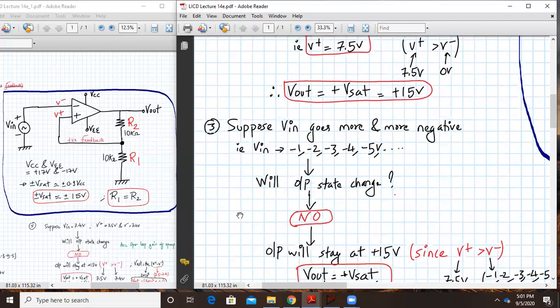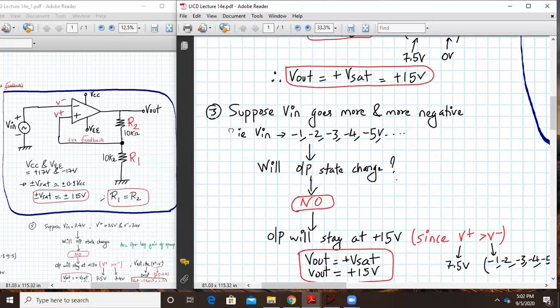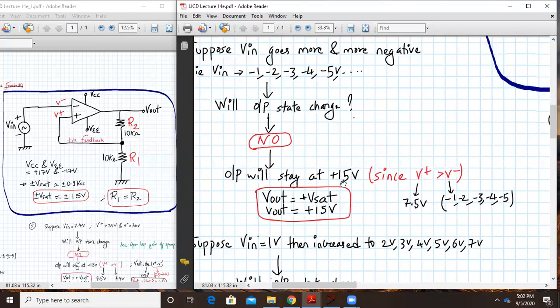Now let us do one thing. Let us say that the input V in is going more and more negative. Whenever the input is going more and more negative, that means V minus is going more and more negative. It doesn't make a difference to this equation. So basically, will the output state change? Definitely no. The output will stay at plus 15 because V plus is still greater than V minus. We are just making V minus more negative. That will not serve the purpose. The output is still at plus 15, or plus VSAT.